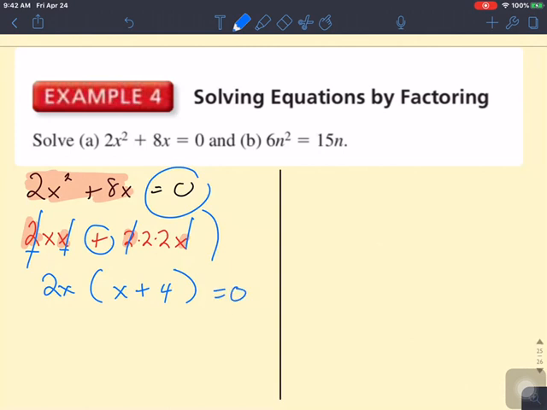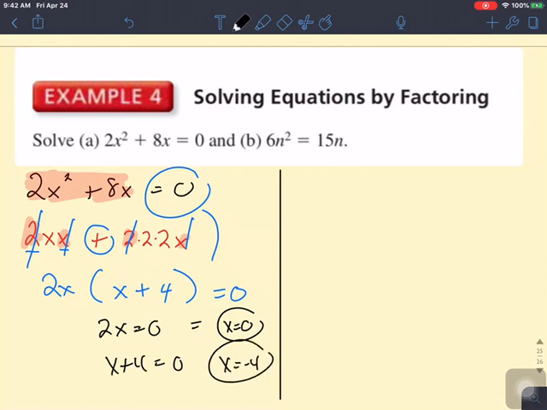And then that creates two subproblems, right? 2x equals 0, and x plus 4 equals 0. And what we get here is x equals 0, and what we get here is x equals negative 4. So we factored it, we set it equal to 0, and we found two values or inputs for x that would make this expression true. We're going to do the same thing over here.